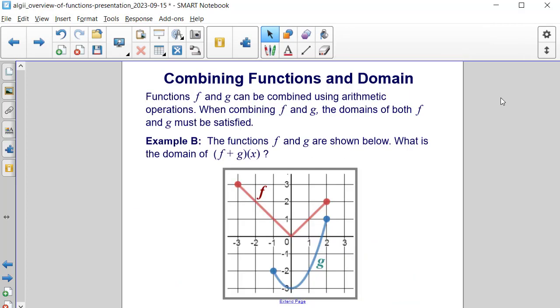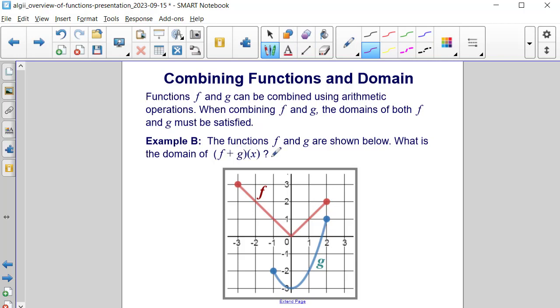Here's another example where we are combining functions and determining the final domain. The functions f and g are shown in the graph below. What is the domain of f plus g of x? Well, let's try to evaluate f plus g of x at various points to help us determine the answer. We know that f plus g of x is equal to f of x plus g of x.